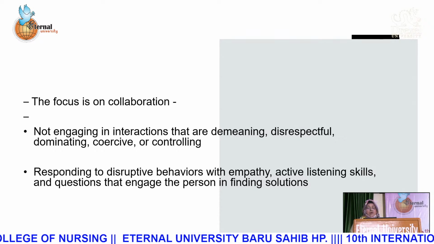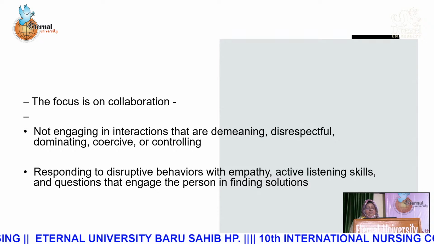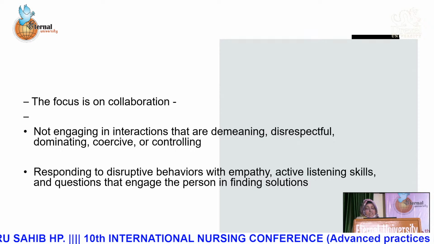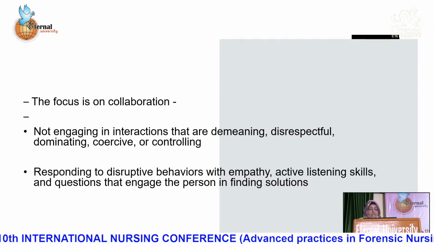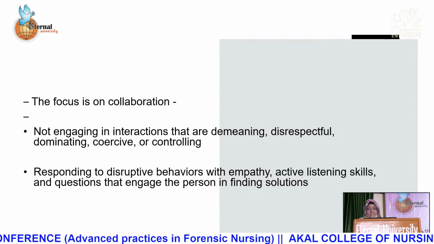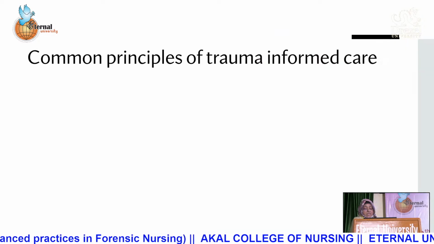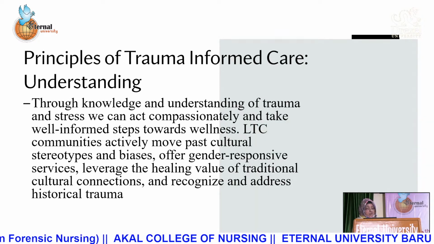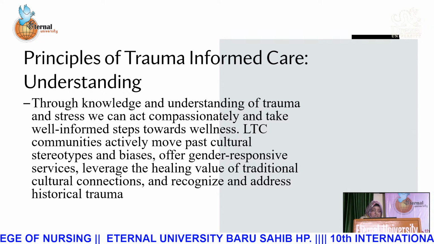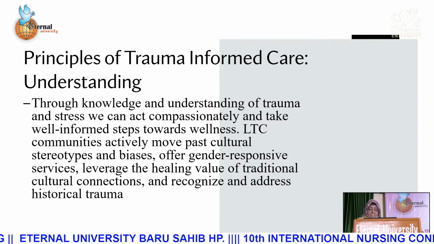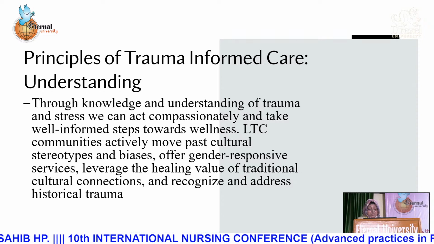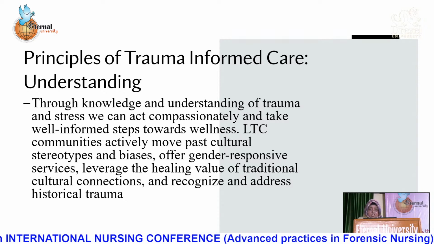Some of the common principles of trauma-informed care are, first, we have to understand the situation. Through knowledge and understanding of trauma and stress, we can act compassionately. As I said, compassion is more than empathizing. So we have to be very good to them and take well-informed steps towards their wellness. We have to involve the surroundings, so that they will be accepted by the family and by the people around them, who will accept that it is none of their fault.